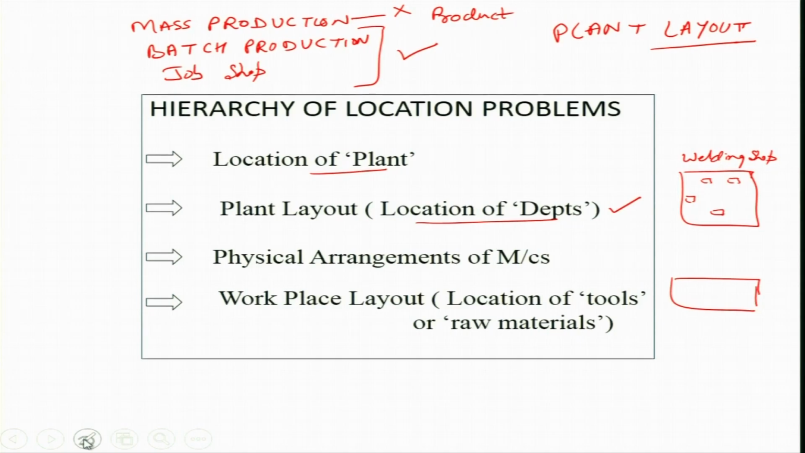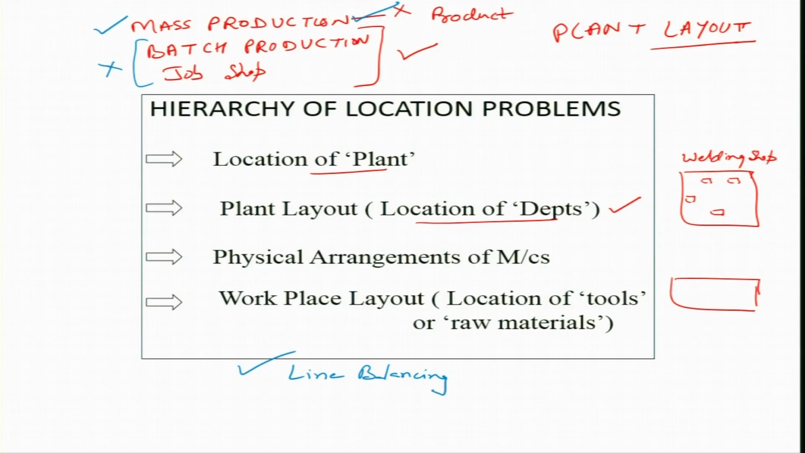Also, we discussed when talking about the types of production system that line balancing is very important for mass production system. So, for mass production system, the most important thing is line balancing, and line balancing is not required for batch production and job shop. Layout is important for batch production and job shop, not important for mass production, whereas line balancing is important for mass production, and it has no relevance for batch production and job shop production.